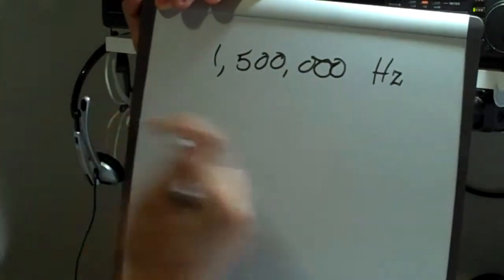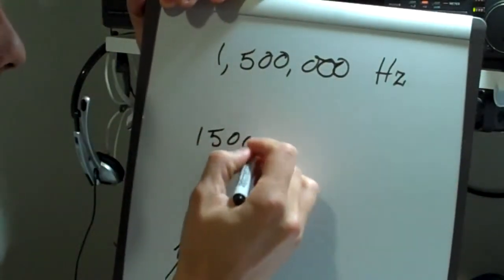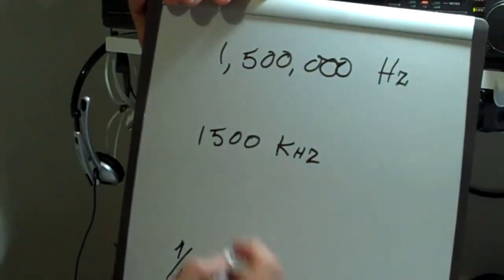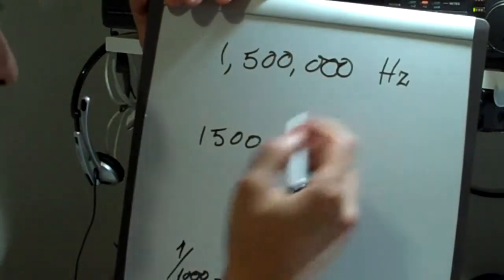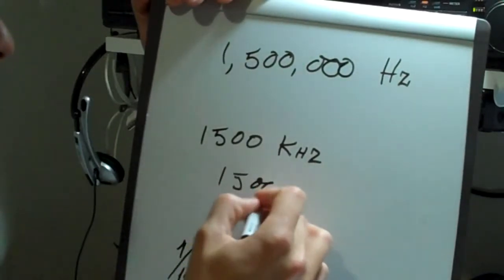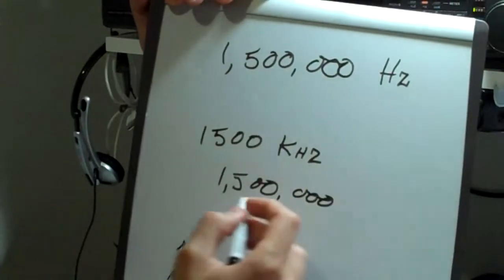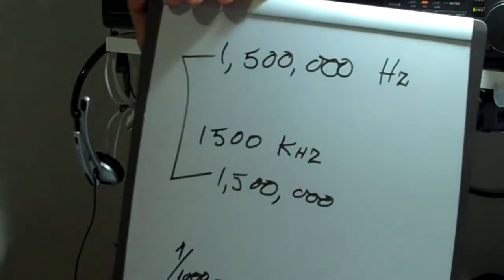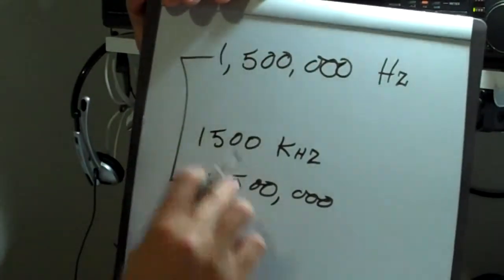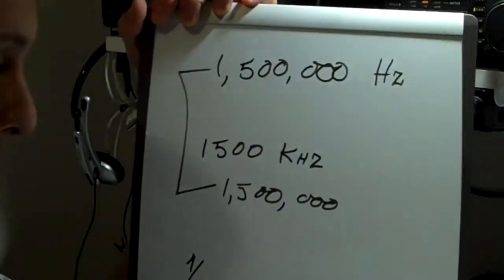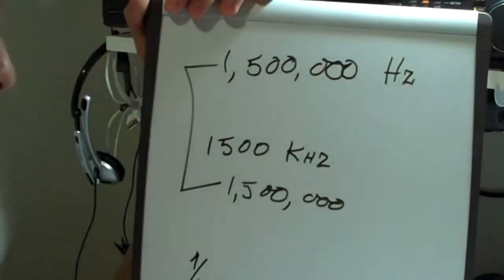So let's look at this one. 1,500 kilohertz. Again, we're looking at 3 decimal places. We know that's going to be a bigger number. Move the decimal place 3 places to the right. And by this point, you shouldn't have to do the little loop thing anymore. We're going to add 3 zeros. And looky there. We have a match. So 1,500 kilohertz is the same as 1,500,000 hertz.